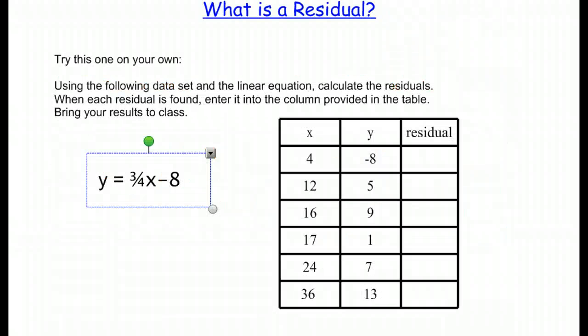Finally, here's a problem for you to try on your own for homework. And what you can do is basically use these x and y coordinates that are in the chart together with this equation right here, and you calculate the residuals. It may be helpful for you to get an approximate plot of the points, but bring your results to class tomorrow.